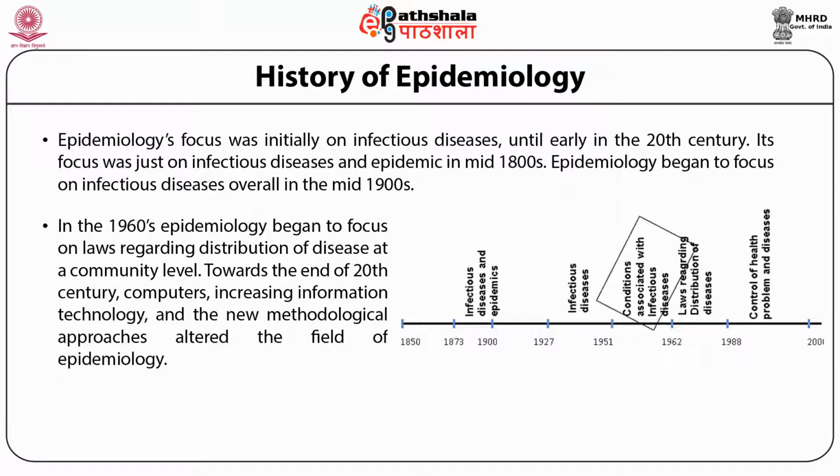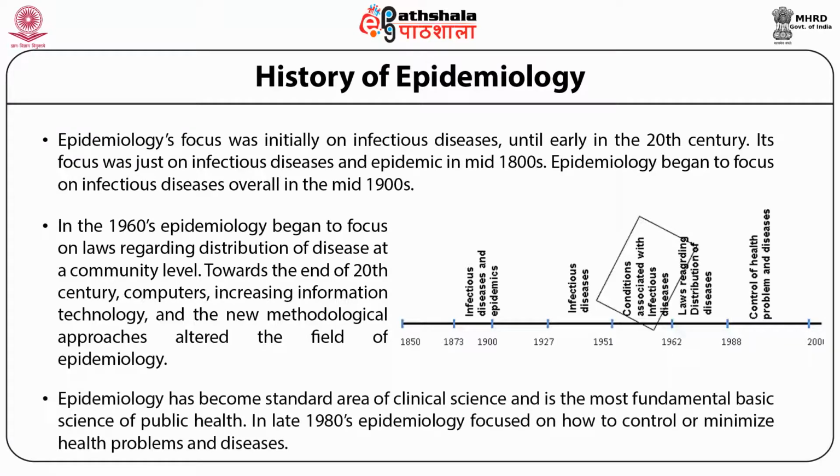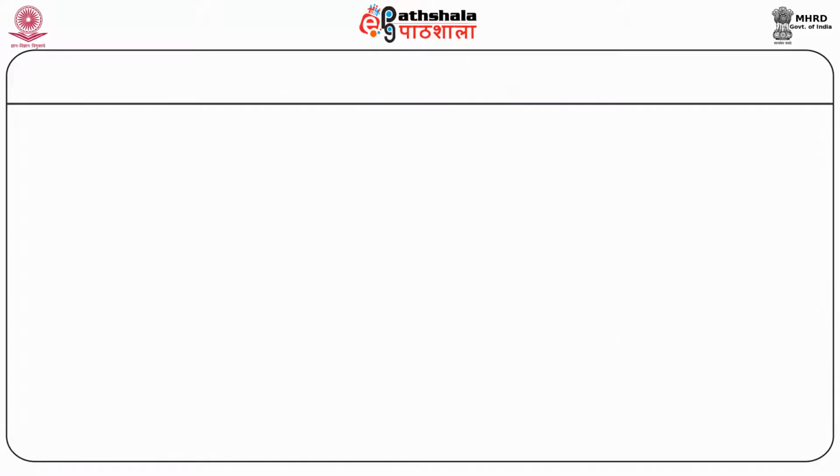Towards the end of the 20th century, computers, increasing information technology, and new methodological approaches altered the field of epidemiology. Epidemiology has become a standard area of clinical science and is the most fundamental basic science of public health. In the late 1980s, epidemiology focused on how to control or minimize health problems and diseases.